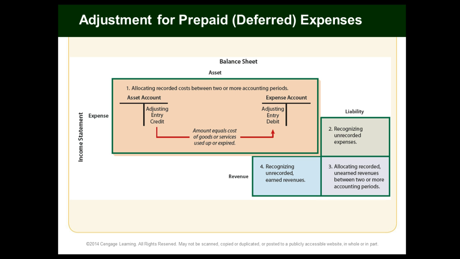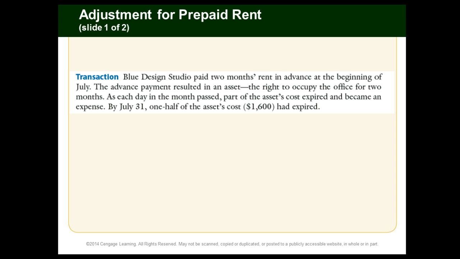So this basically showed us that when we initially pay the bill, we'll debit our prepaid asset, credit our cash. Then as we use it up, we credit our asset account to reduce it, and we debit our expense account.